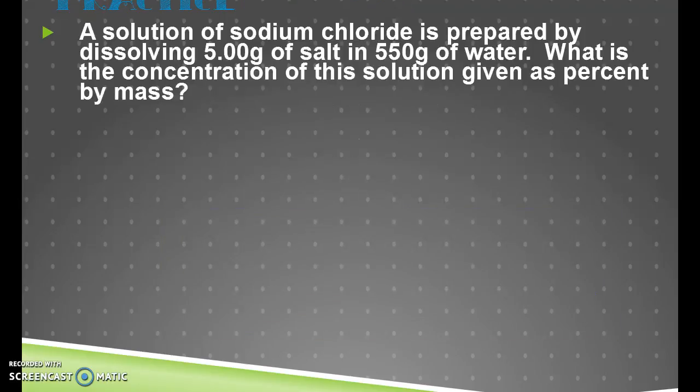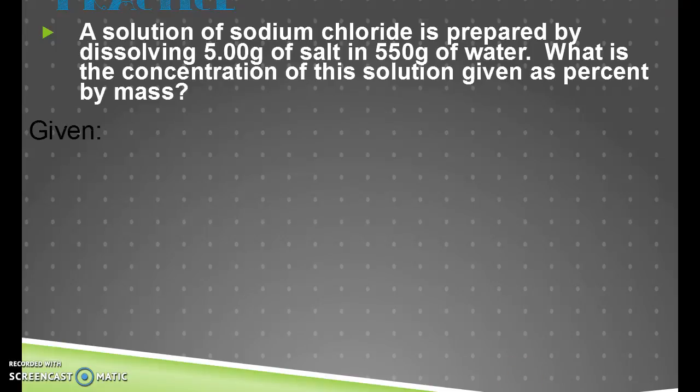All right, so let's look at this particular problem and see what it's asking us to solve. A solution of sodium chloride is prepared by dissolving 5 grams of salt in 550 grams of water. What is the concentration of this solution in percent by mass? So we know that we have 5 grams of salt and we have 550 grams of water. It tells us that we're dissolving the 5 grams of salt, so that should be a signifier to us that the salt is the solute and that the water is the solvent. Secondarily, we know that because the salt is in the lesser amount. And the third way that we also know that is that water is the universal solvent.